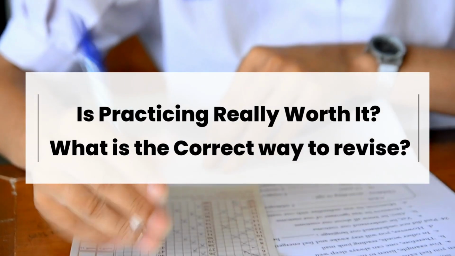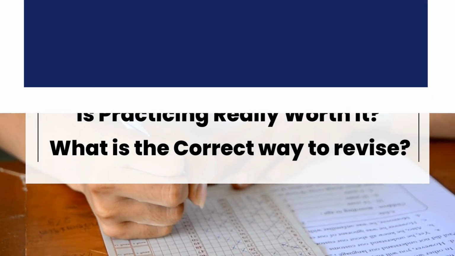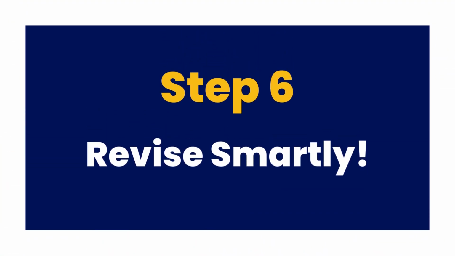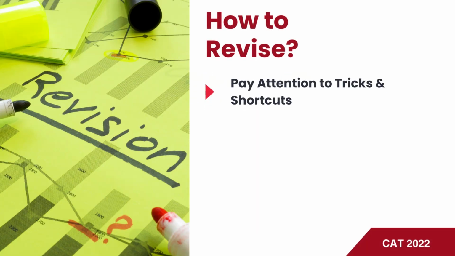But all that practice is worthless unless you know how to revise for the CAT exam. Step 6. Revise smartly. No matter where you are in the CAT preparation journey, you must plan your revision of the CAT syllabus right now. One great tip is to pay attention to any tricks or shortcuts you come across when practicing questions. These can save you time and help you solve questions more quickly.